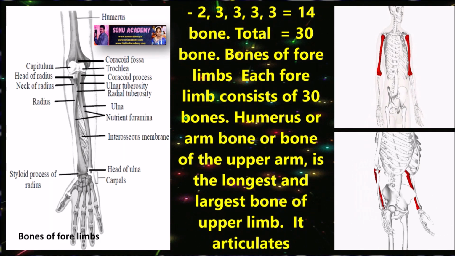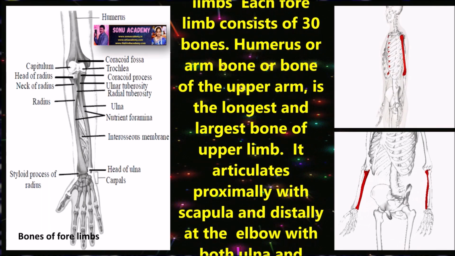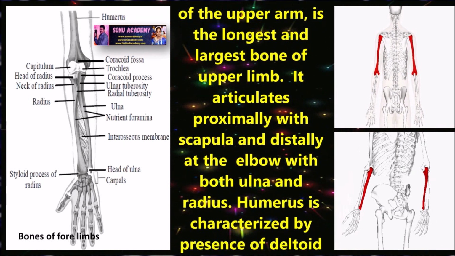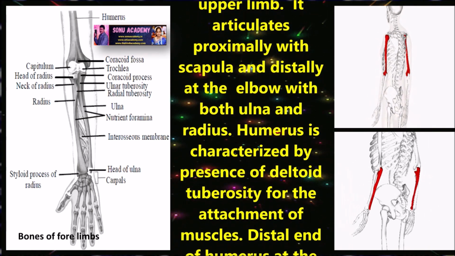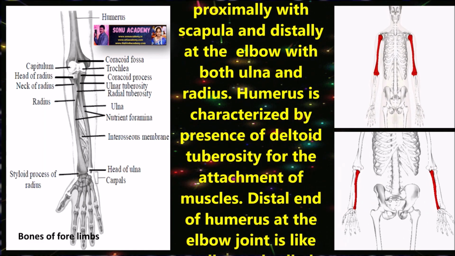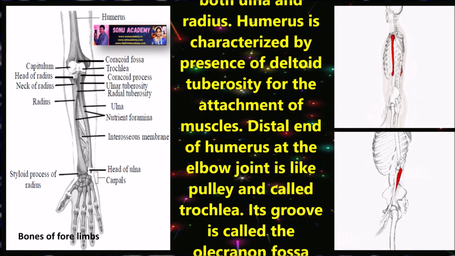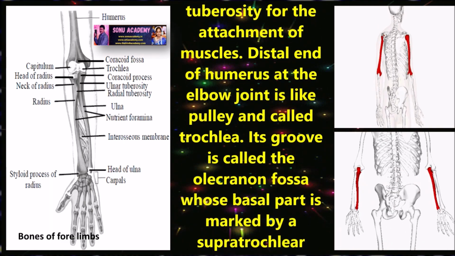Children, let us discuss the bones of the forelimb. Each forelimb consists of 30 bones. The humerus, or bone of the upper arm, is the longest and largest bone of the upper limb. It articulates proximally with the scapula and distally at the elbow with the ulna and radius. The humerus is characterized by the presence of the deltoid tuberosity for the attachment of muscles.